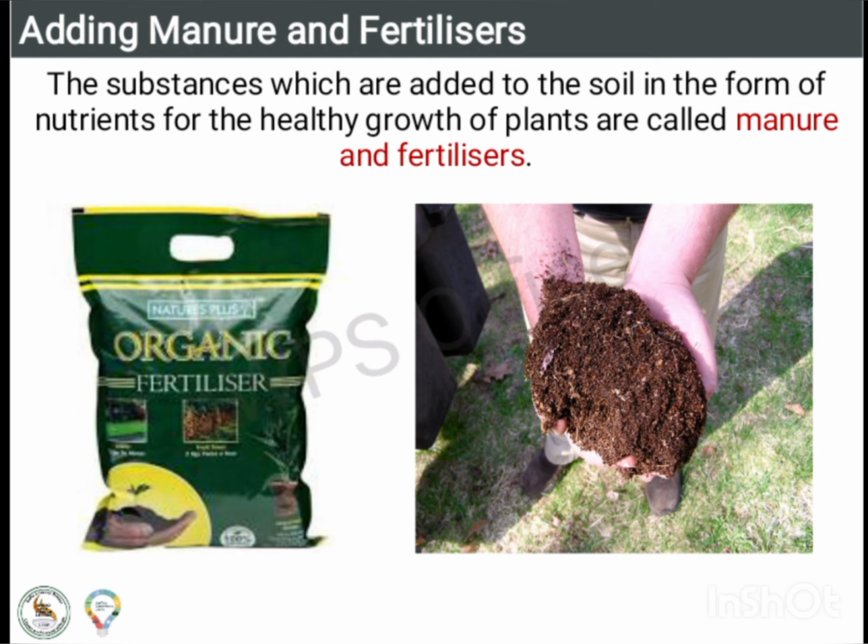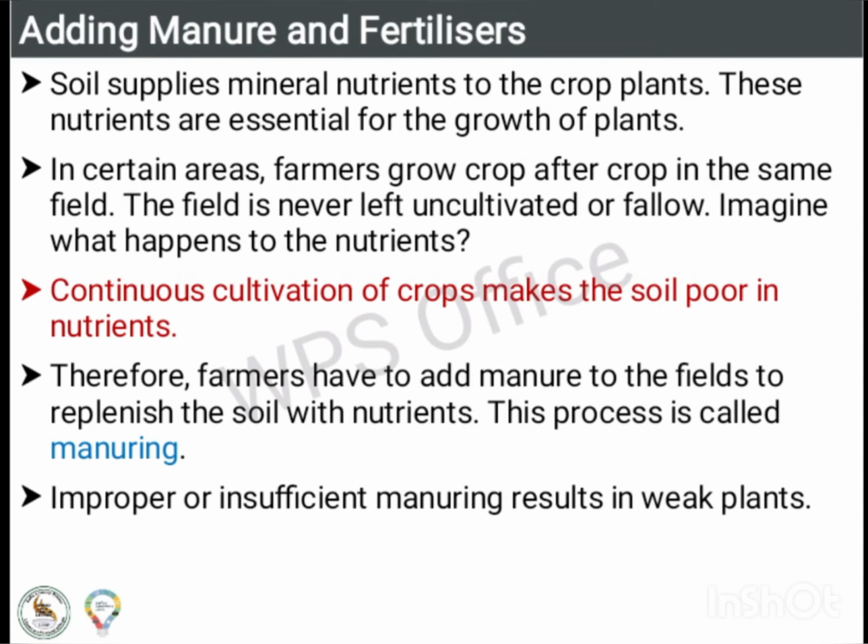Adding manure and fertilizers. The substances which are added to the soil in the form of nutrients for the healthy growth of plants are called manure and fertilizers. Soil supplies minerals and nutrients to the crop plants. These nutrients are essential for the growth of plants.